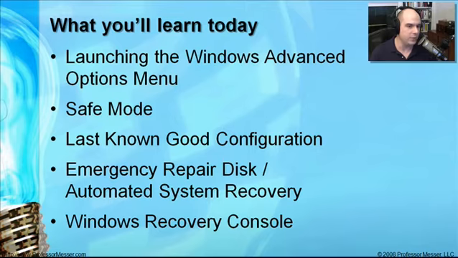We'll talk about the Windows Advanced Options menu, something you've probably seen before or had to use before, but maybe didn't know it was called the Windows Advanced Options menu. In there, we're going to talk about using safe mode, using our last known good configuration and what that is. We'll talk about using an emergency repair disk, or what is now called the automated system recovery disk. And we'll also talk about and use the Windows Recovery Console.